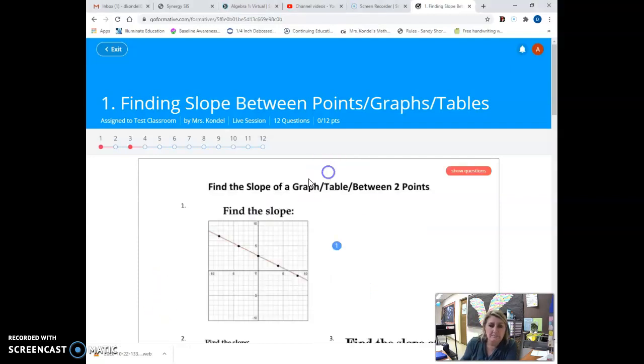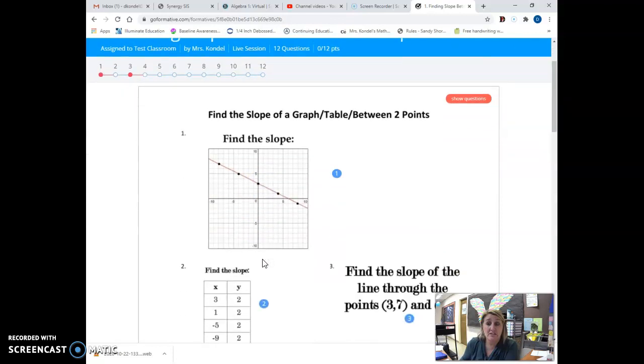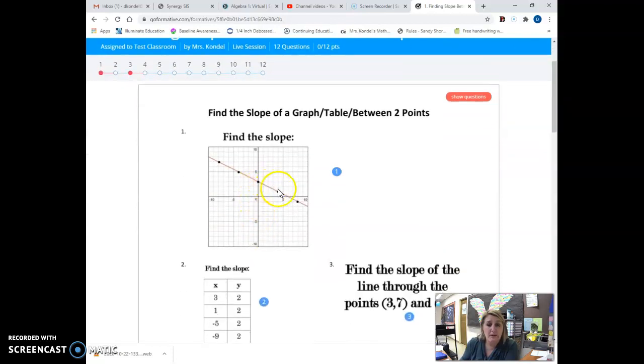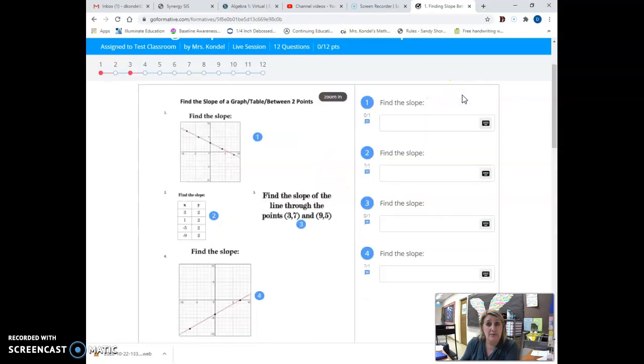So for number one, if you take a look here and you have to find the slope, you go from one point to the other, and I always go from left to right. So I go down 2, so negative 2: 1, 2, 3, 4, right 4. So down 2, negative 2 over 4, to the right 4 would be a positive 4. So negative 2 over 4 would be a negative 1/2.